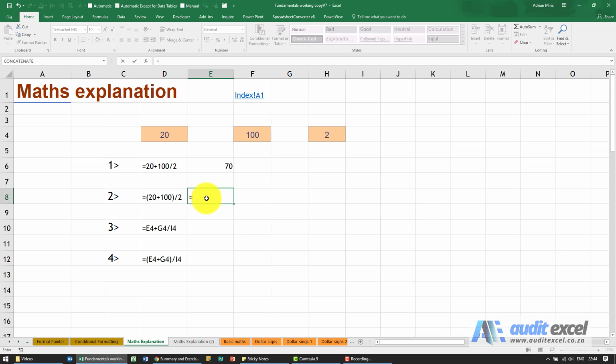Here it's different. We're going to type equals, open bracket, 20 plus 100, close bracket. So Excel's going to work that out first. And I say divide by 2. And you'll see it gives me a 60. So in this case, it's added those two together, divided by 2.